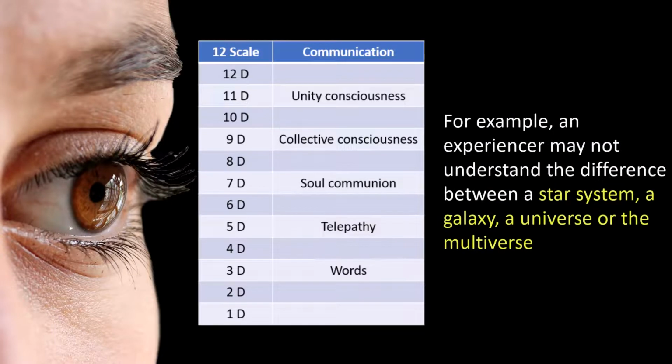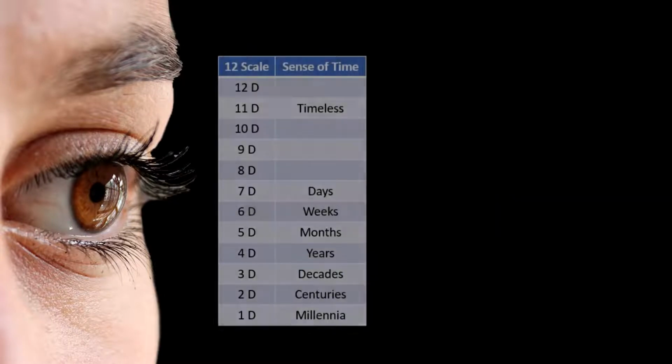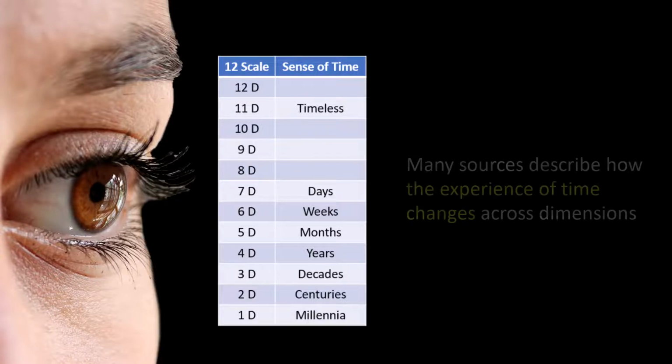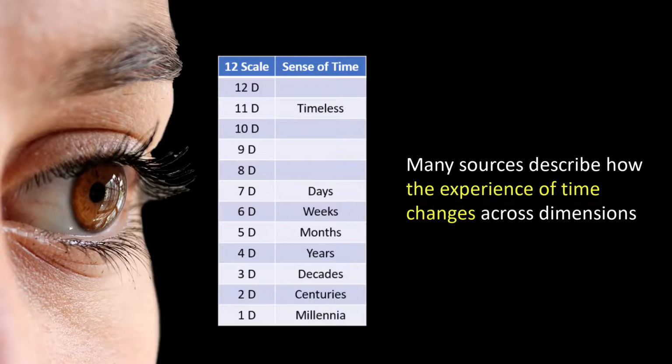For example, an experiencer may not understand the difference between a star system, a galaxy, a universe, or the multiverse. Communication of times and dates across dimensions isn't easy. Many sources describe how the experience of time changes across dimensions.